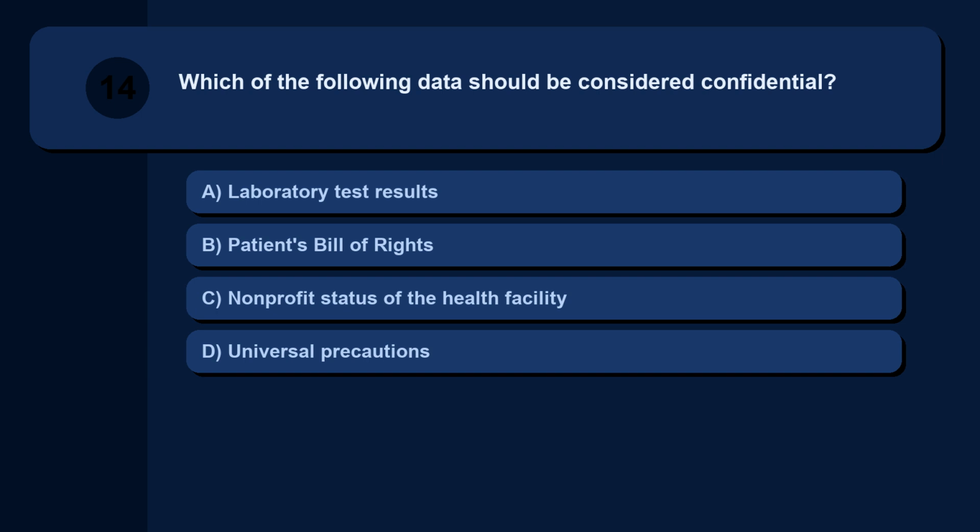Question 14. Which of the following data should be considered confidential? Laboratory test results, patient's bill of rights, nonprofit status of the health facility, universal precautions.